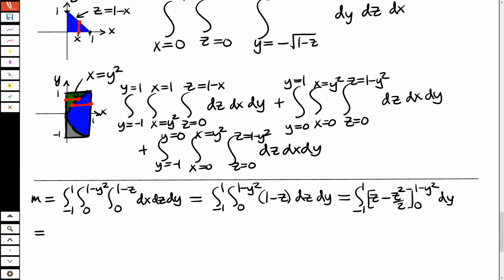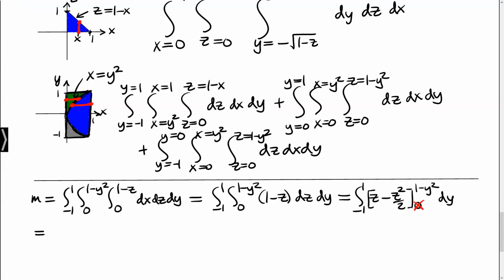0 is not going to contribute anything, so we're going to get the integral from -1 to 1 of 1 minus y squared minus, now I'm squaring 1 minus y squared, so I can switch that around and just say that that's y squared minus 1 all squared over 2. All right, there's a little bit of multiplying out to do here. -1 to 1, 1 minus y squared.